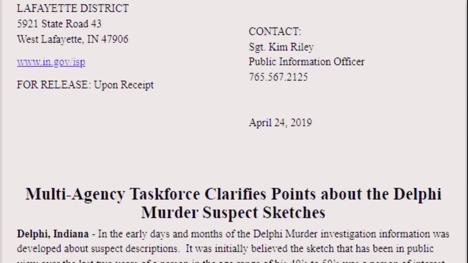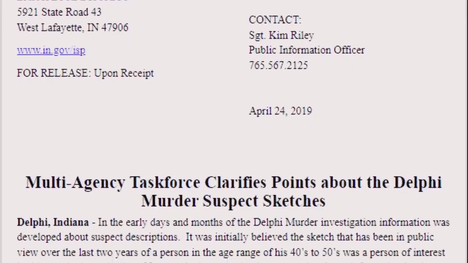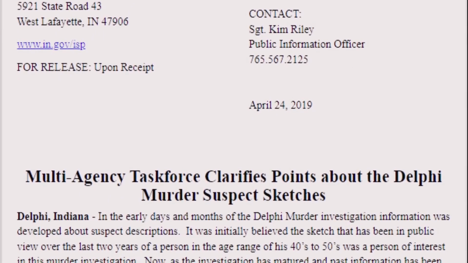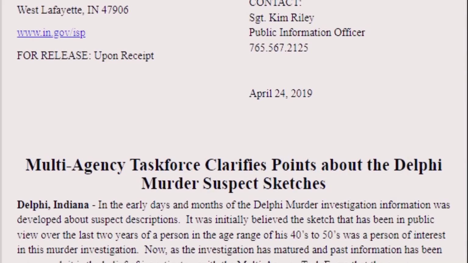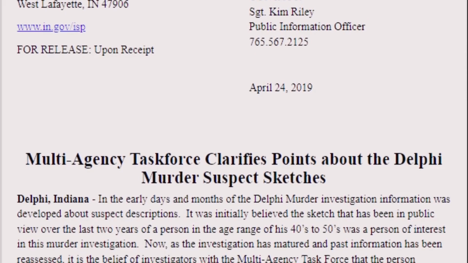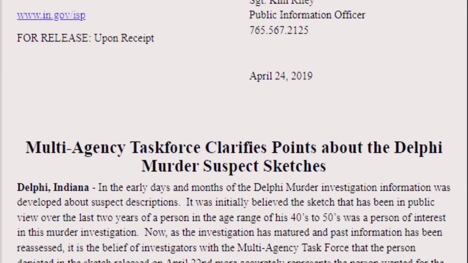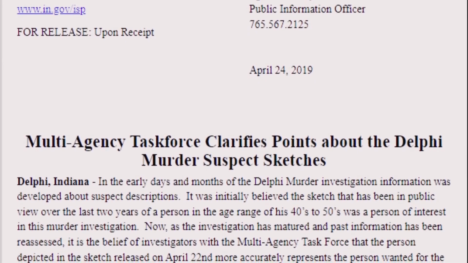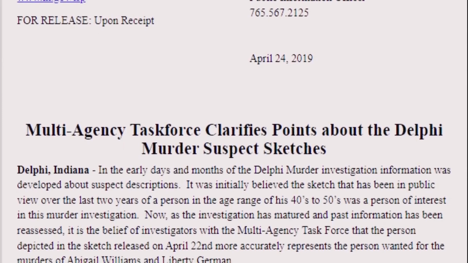Multi-agency task force clarifies points about the Delphi murder suspect sketches. In the early days and months of the Delphi murder investigation, information was developed about suspect descriptions. It was initially believed the sketch that has been in public view over the last 2 years, of a person in the age range of his 40s to 50s, was a person of interest in this murder investigation.